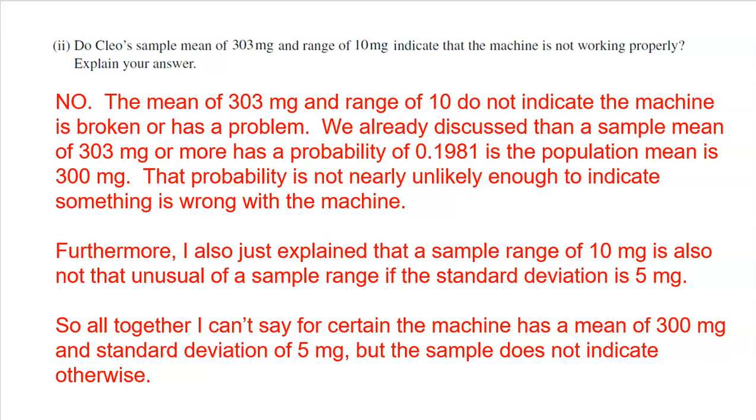And that's really the important fact of all of this together, right? At the end of the day, I'm never going to know for a fact, 100%, that the machine is perfectly operating at a mean of 300 and a standard deviation of 5, but her sample of 2 necklaces does not indicate that the mean is unusually high. It does not indicate that the range is unusually high. So at the end of the day, I don't think that the machine is broken or that she should think otherwise.